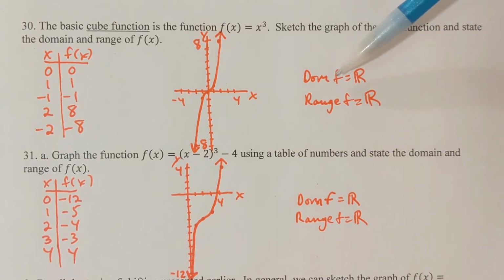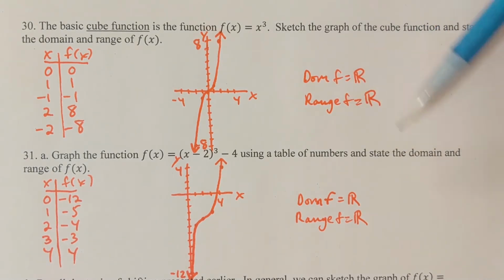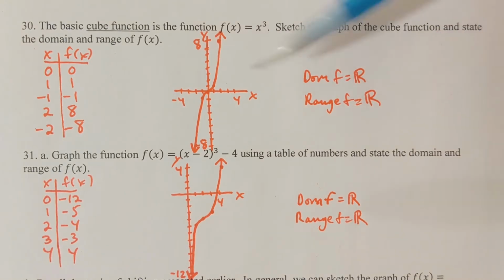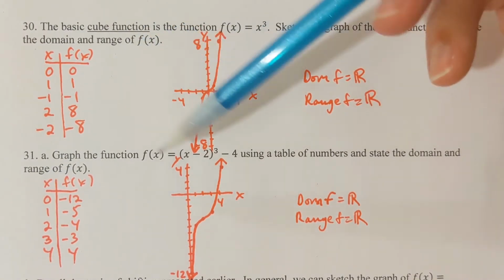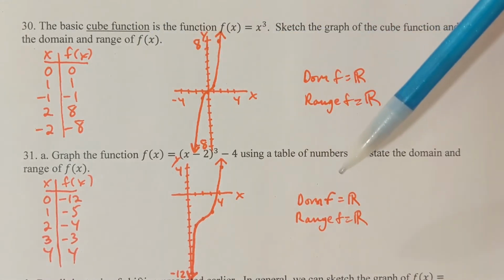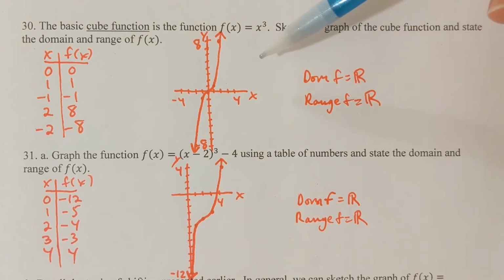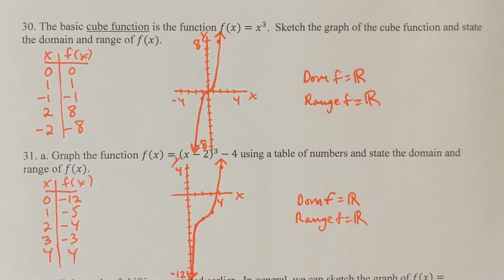The domain is all real numbers. I can cube any number I want. Okay. The range would also be all real numbers. When you cube a number, you're just going to get another number in return. It could be a negative, unlike when you square a number, you'll never get a negative. That's different when you cube a number. So yeah, this would be the most basic cube function that we see.